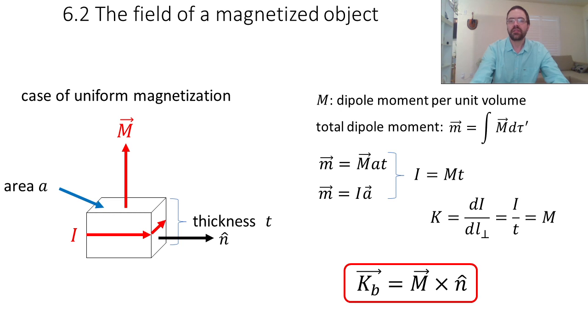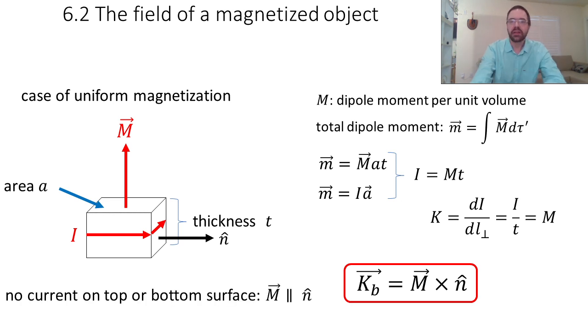And finally, since K_b is a vector perpendicular to M and perpendicular to the normal of the surface, we can write vector K_b as M cross n hat. Now let's check something. You can see that there is no current on the top or bottom surface of the volume. This is consistent with this expression, since for the top or bottom surface, M is parallel to n hat.